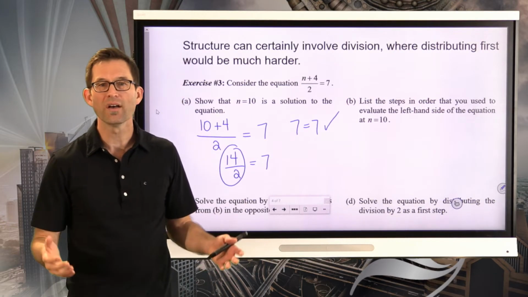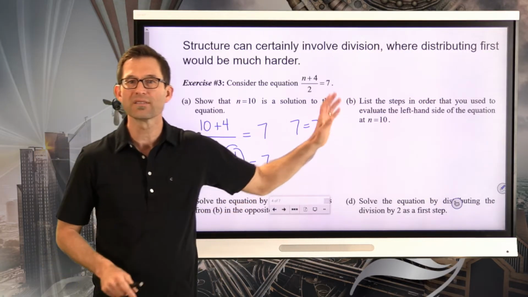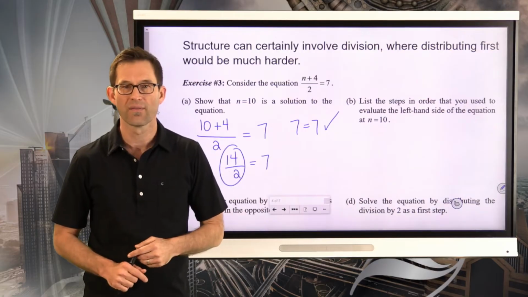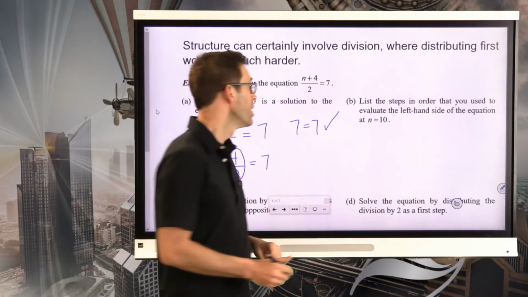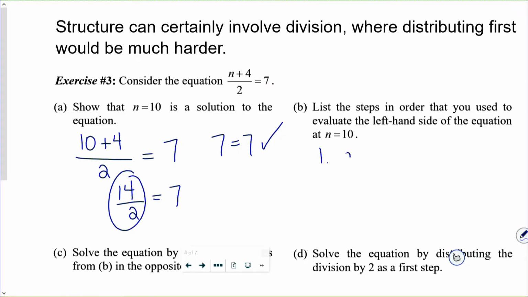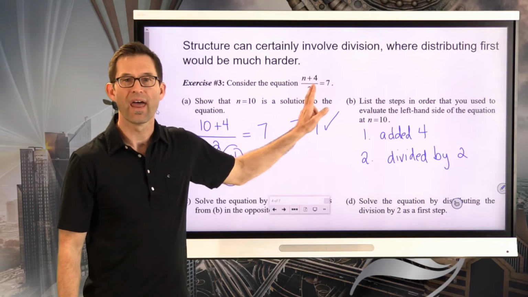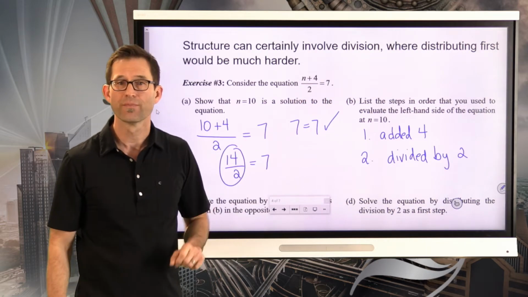Now, just like what we did before, I want to list the steps in order that I use to evaluate the left-hand side of the equation. So, what did I do? Well, the first thing I did was I added 4. I added 4, and then the second thing I did was I divided by 2, right? I added 4, and then after that, I divided by 2.